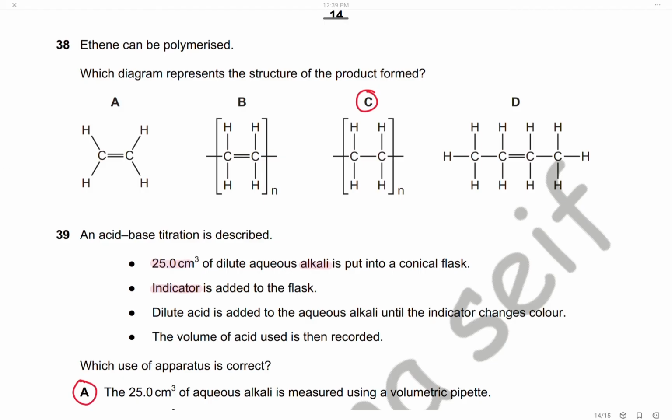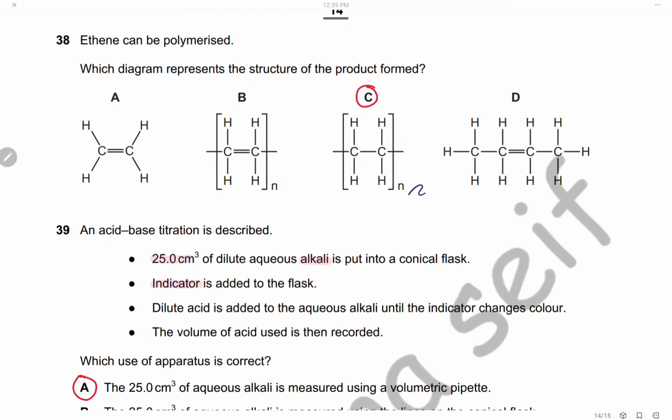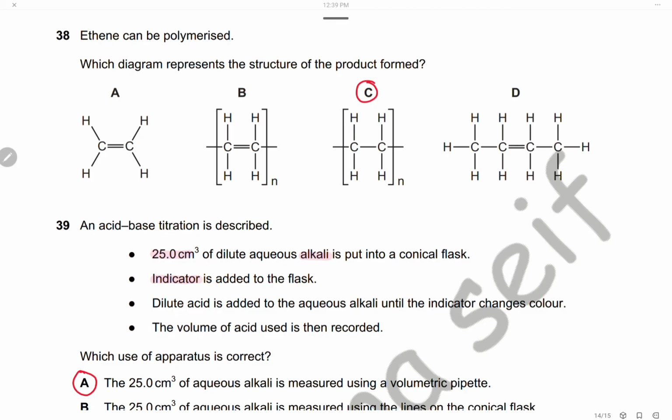Question 38. Ethene can be polymerized. Which diagram represents the structure of the formed product? When ethene forms a polymer, we have to remove the double bond, then add 2 open ends to represent the continuation of the polymer, and n to represent the number of ethene molecules used to form the polymer. So the answer is C.